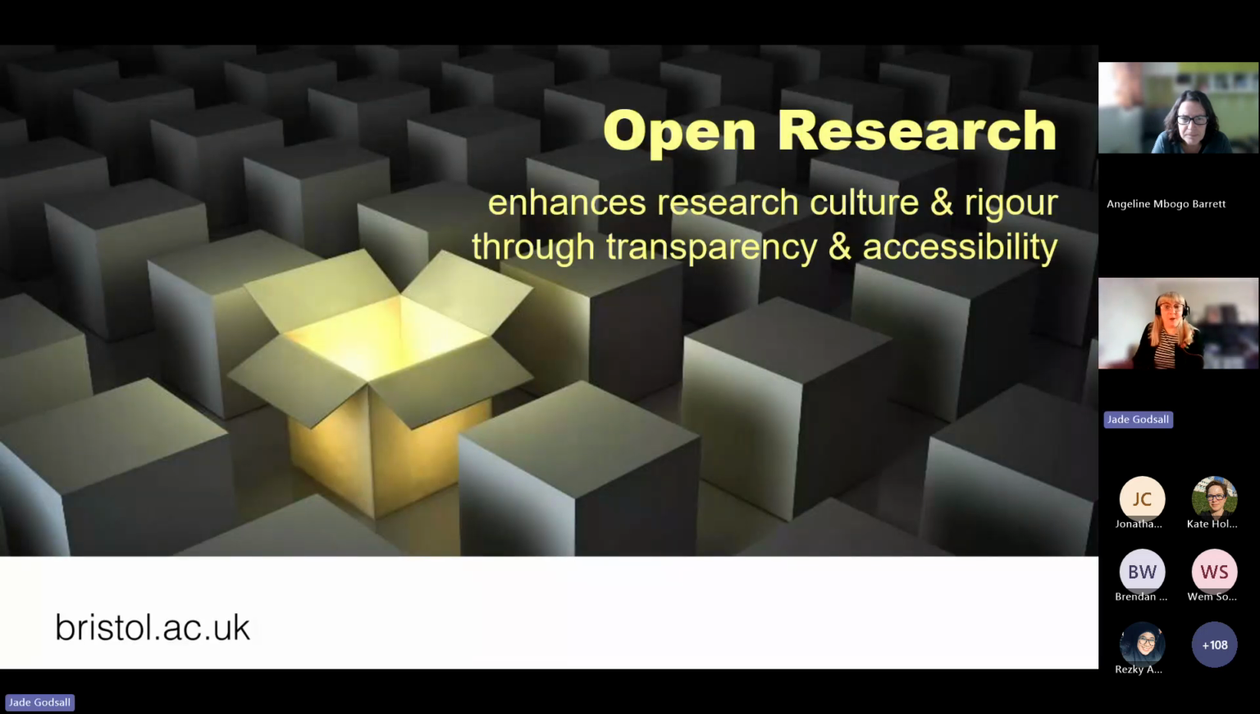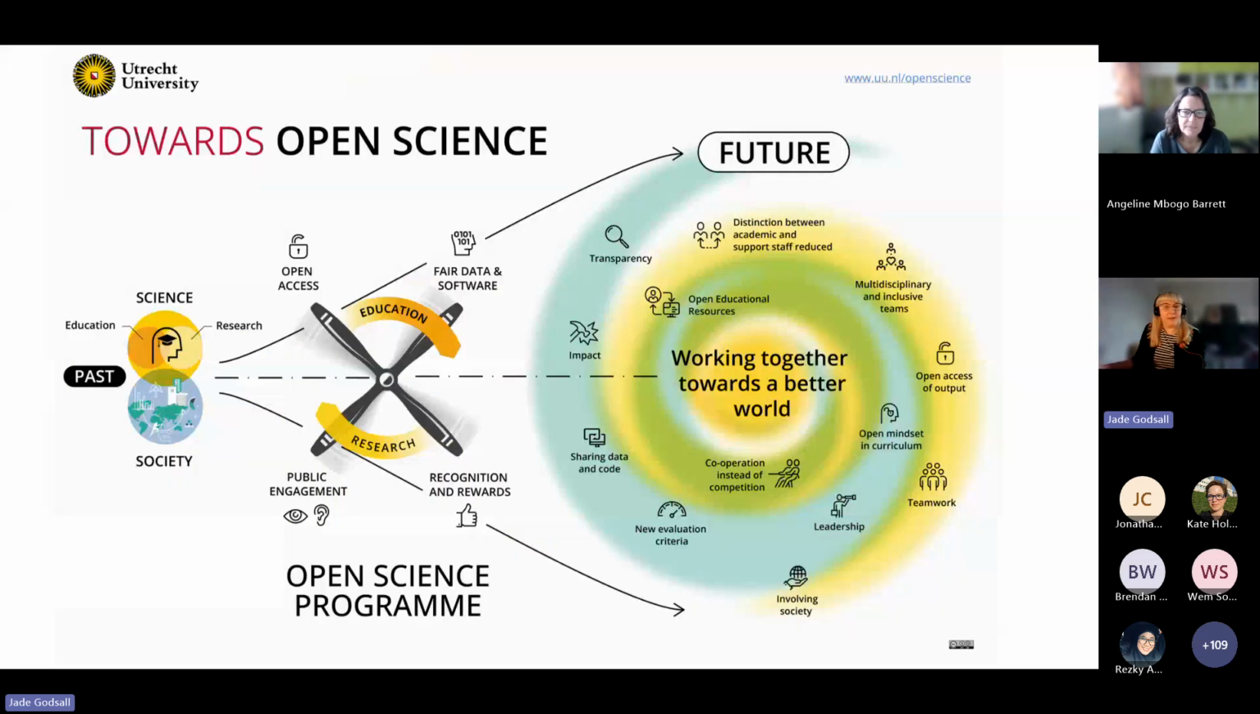So first off, open research is a movement to improve research culture and rigor of research by making it as transparent and open as possible. I have a lovely little wheel here, which Utrecht University has made and shared with a CC BY license as well. It's basically reframing research.